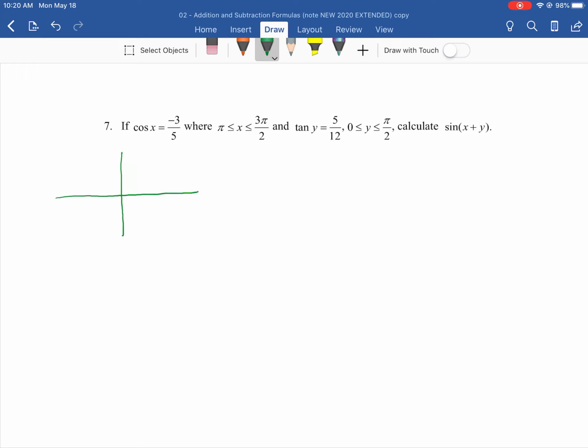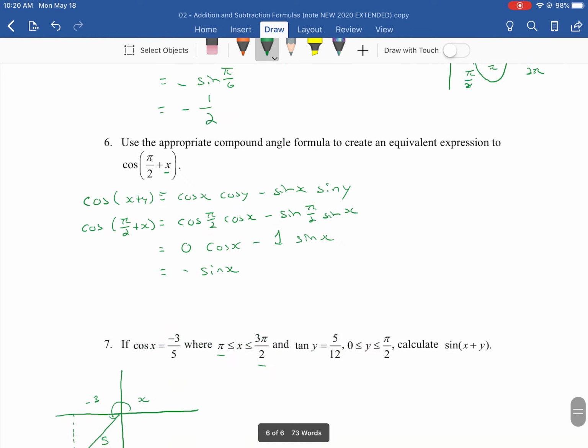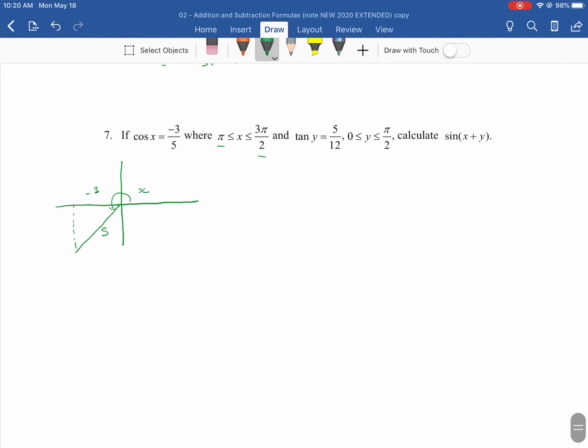What they're saying is that the angle x is between pi and 3 pi over 2. So it's down here somewhere. There's the angle x. But they gave us more information. They said that the adjacent is negative 3 and the hypotenuse is 5. I can get that right from the cosine. It says adjacent over hypotenuse is negative 3/5. That's all I can do with that for now.